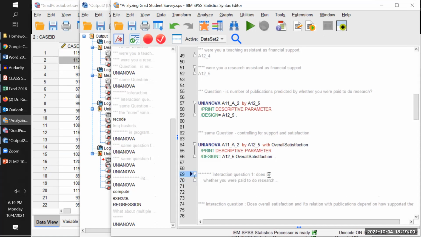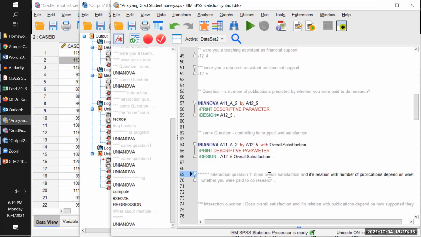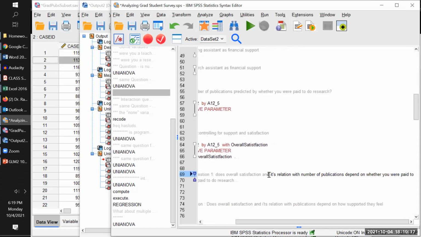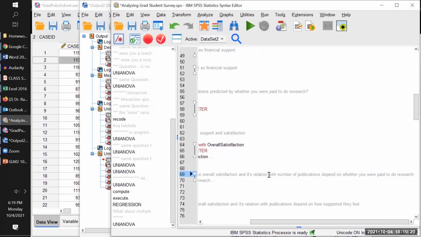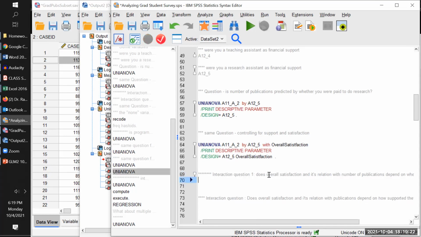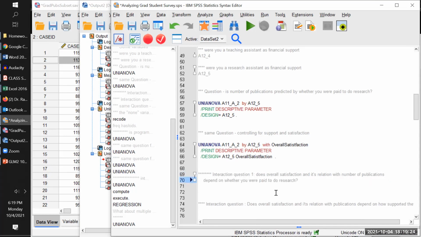Hold on. You broke up a little bit. Does overall satisfaction and its relation with publication depend on whether you are paid to do research? Yes. I think this is what you said. I sort of paraphrased here. Does overall satisfaction and its relation with number of publications depend on whether you are paid to do research? What do we think? Do we think it's going to depend on that?